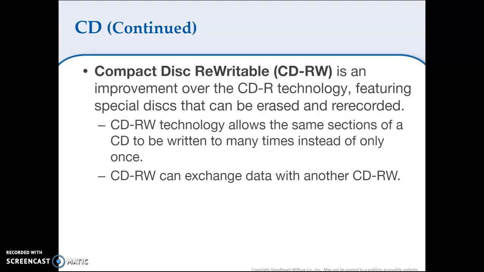Now, a compact disc rewritable, or CDRW, is an improvement over the CDR technology, featuring special discs that can be erased and recorded. So now you can actually use it like a tape. You can put the CD in, write data to it, erase that data, rewrite new data to it, and so on. CDRW can exchange data with another CDRW. These are the kinds of drives that were probably most commonly used when recording CDs, which is also becoming more of an obsolete technology with the ability of USB and also internet music.